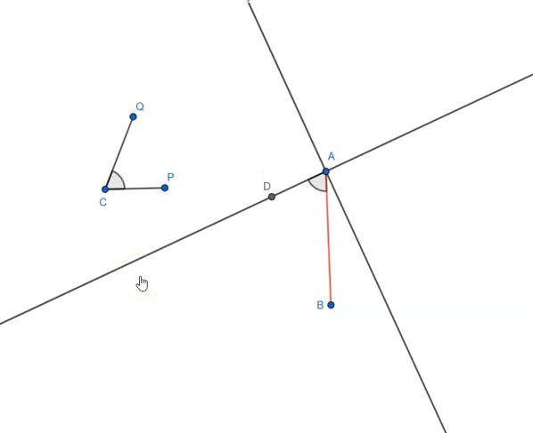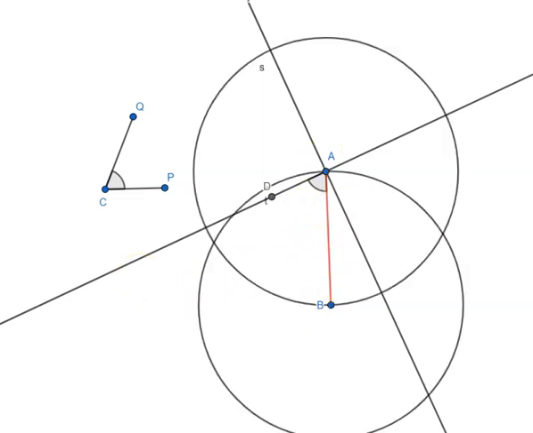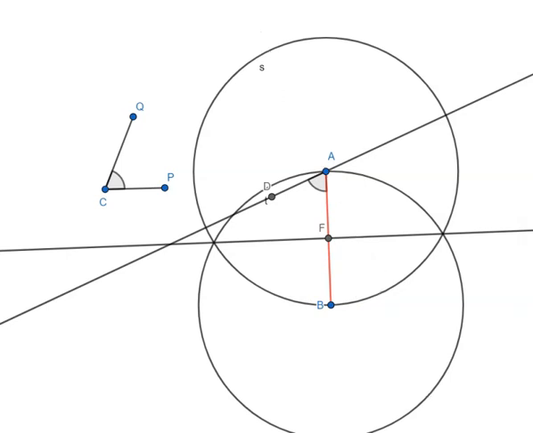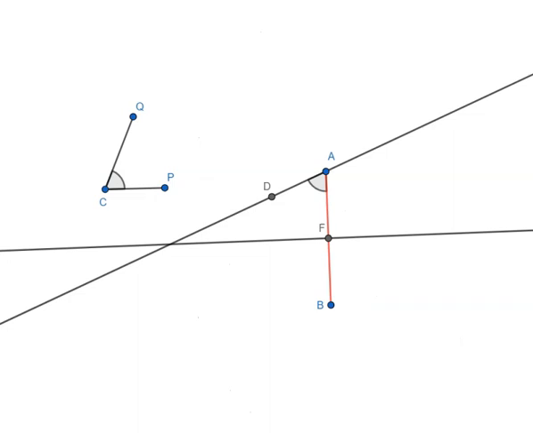I will bisect AB. So circle, line crossing the intersects of these two circles, and the intersection point F. F is the midpoint of AB. So let's get rid of this. Now what is the next step? Oh, we got rid of the perpendicular line as well.